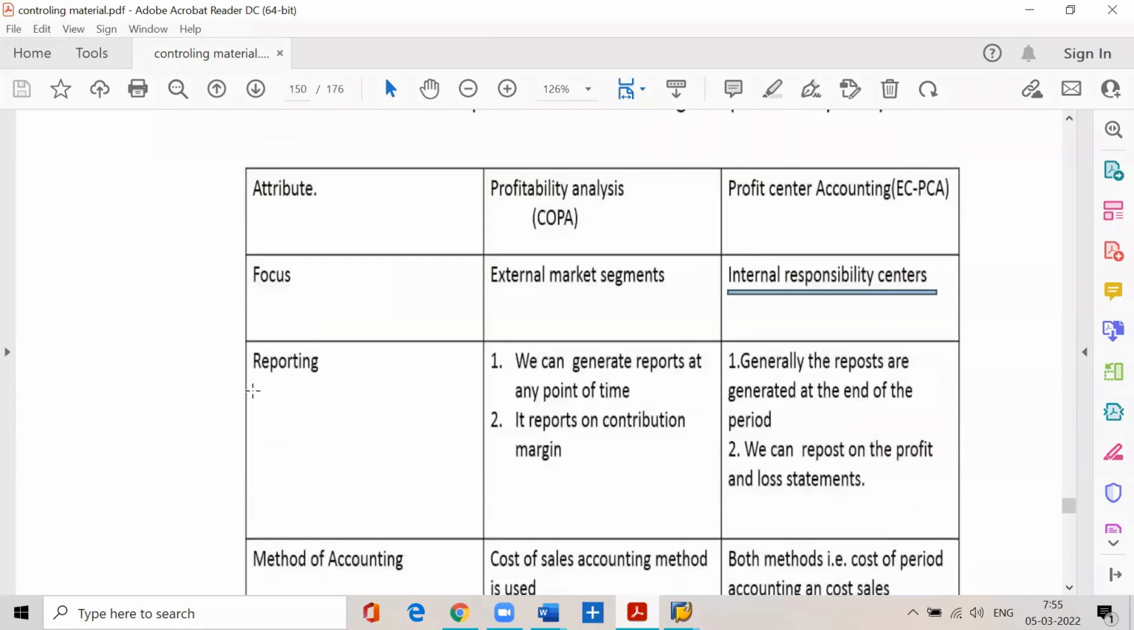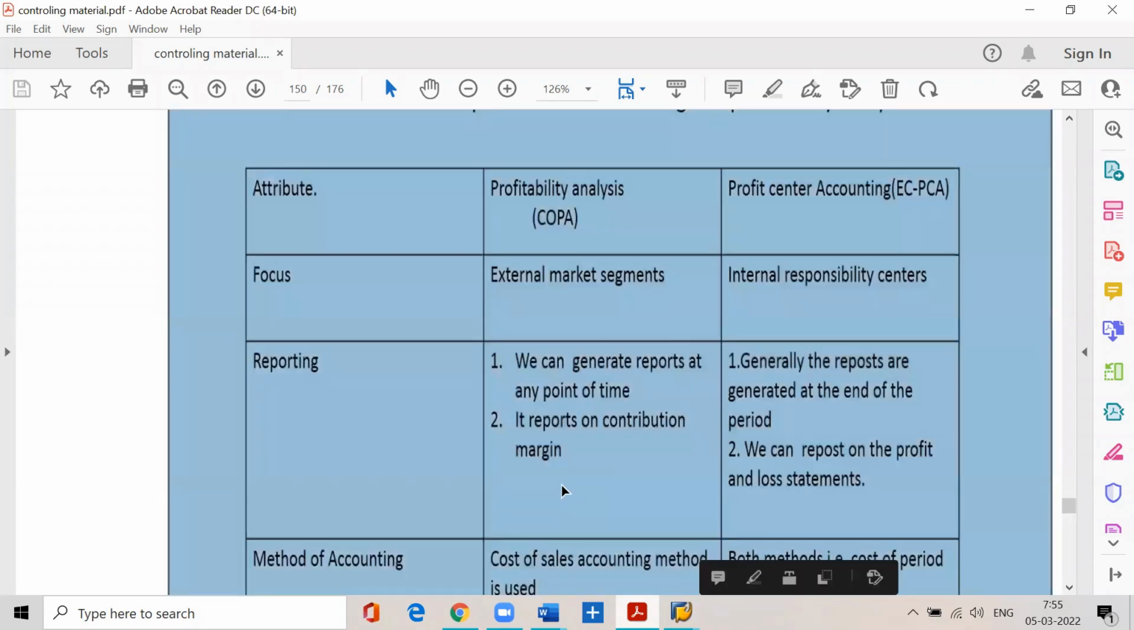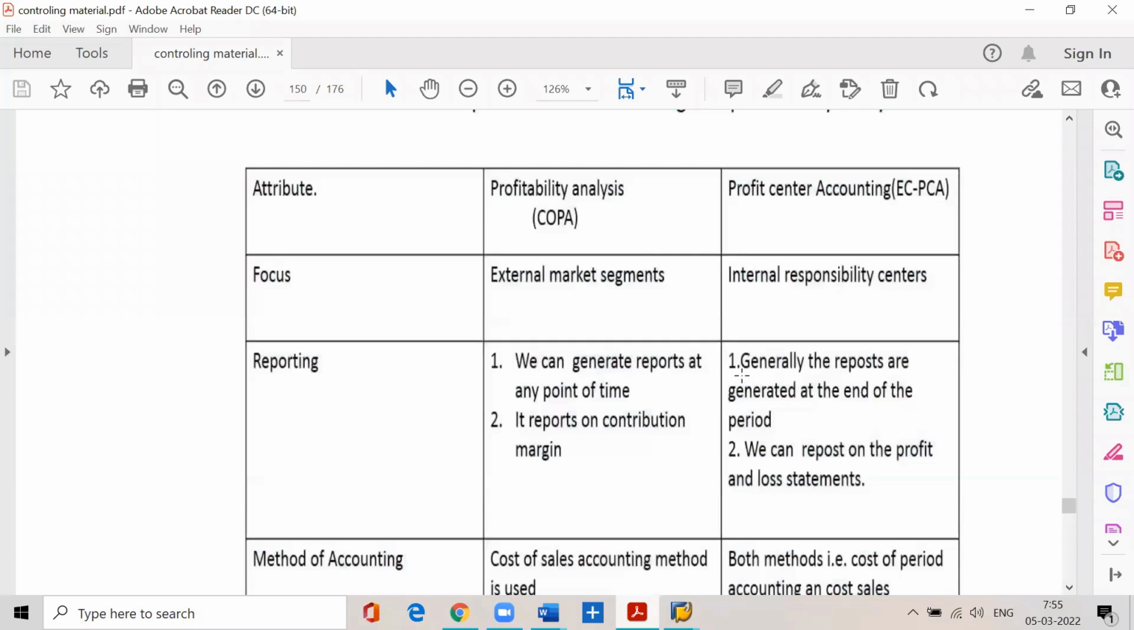Then reporting. When it comes to reporting, in COPA, we can generate the reports at any point of time. And the report reports on contribution margin. Then in profit center accounting, generally the reports are generated at the end of the period. And we can report on the profit and loss statements. What is contribution margin?